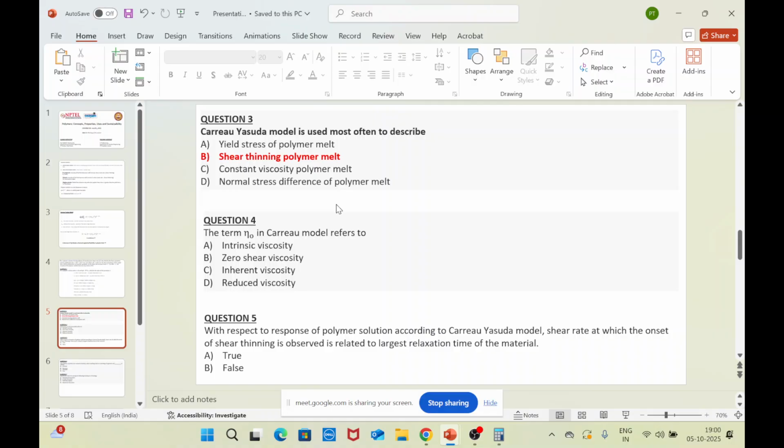So as we discussed, eta naught represents the zero shear viscosity, that is the constant viscosity at zero shear rate, and eta infinity represents the infinite shear viscosity, that is your viscosity at a higher shear rate.